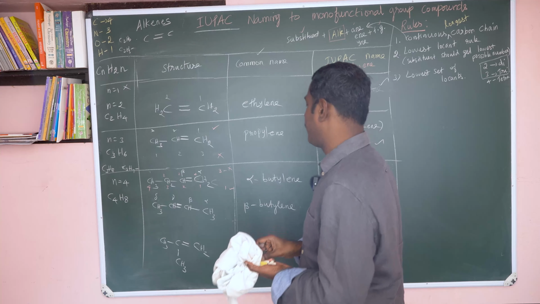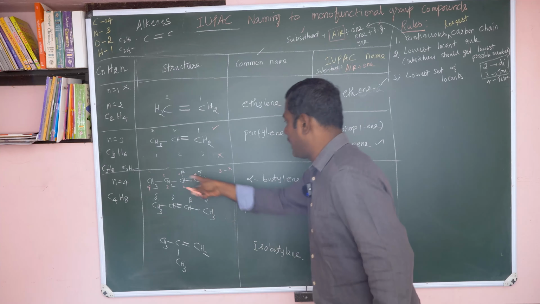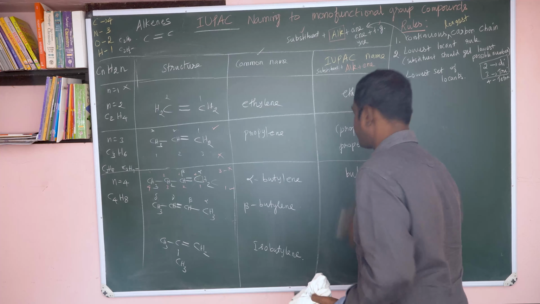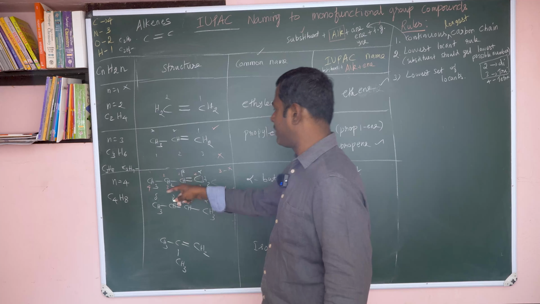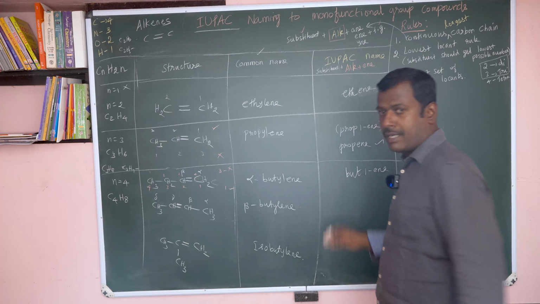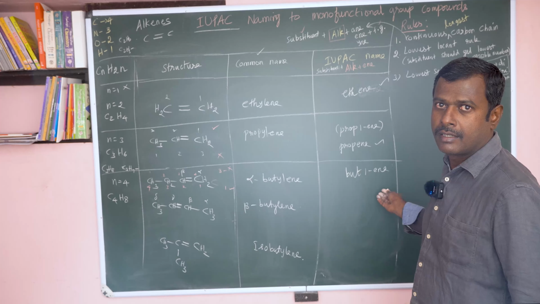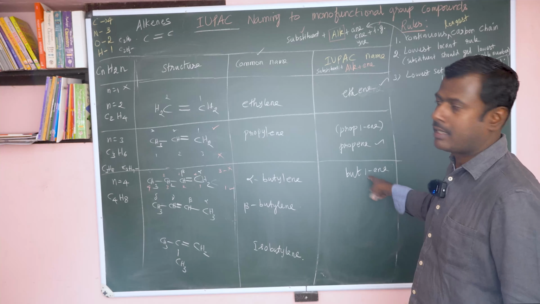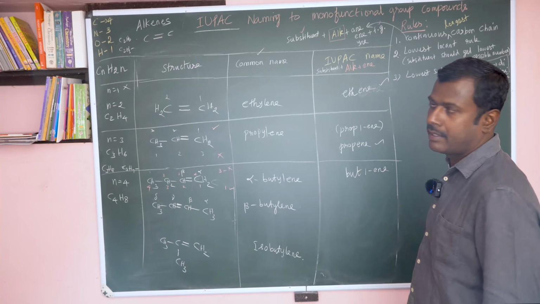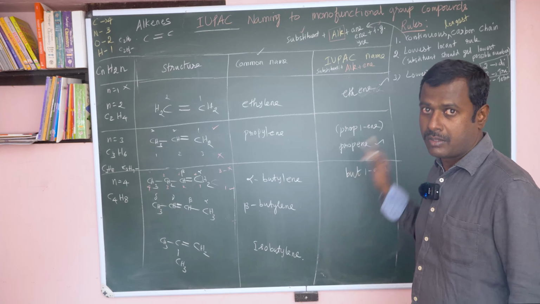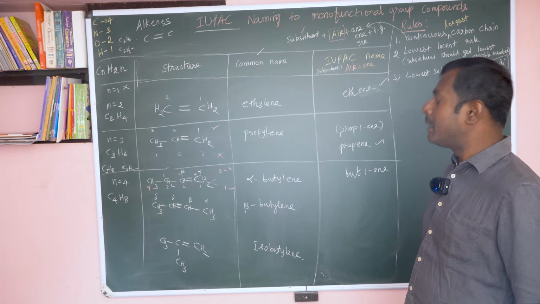So for alpha butylene, actually there are 4 carbon atoms. So the root word is but. The double bond is between first and second. So 1-ene. Is 1 necessary here? Necessary or not? Should we write 1 here or not? Sir, you already told us that 1 is not needed. But here you have to write the number 1. Should write. Why, sir?